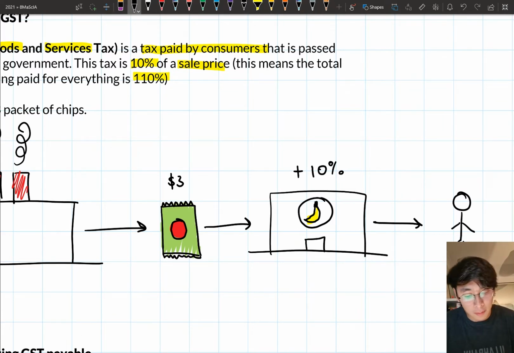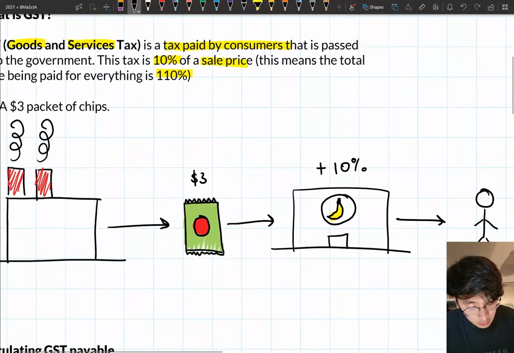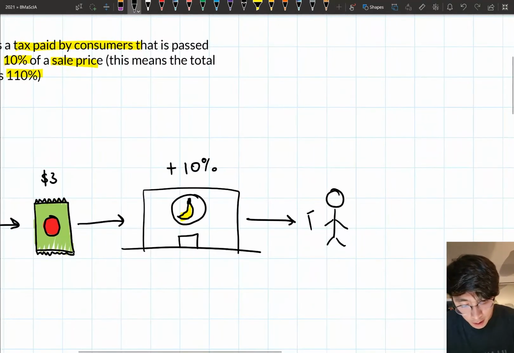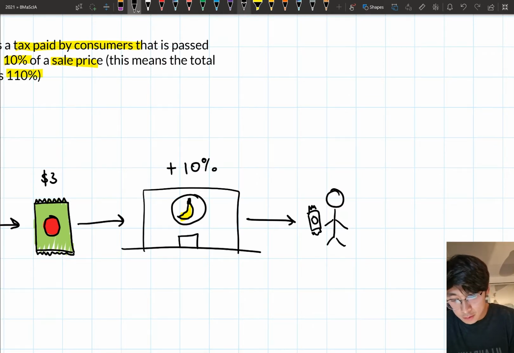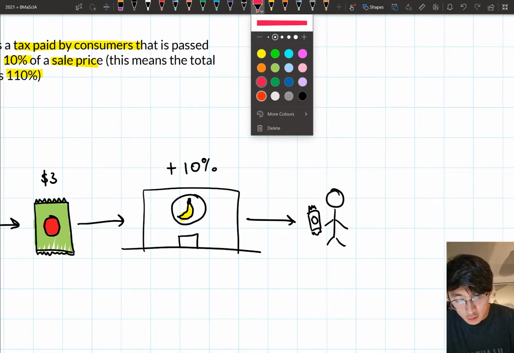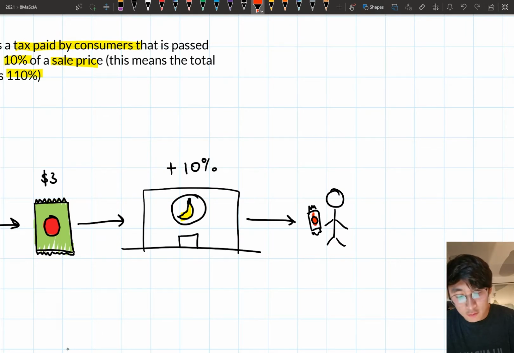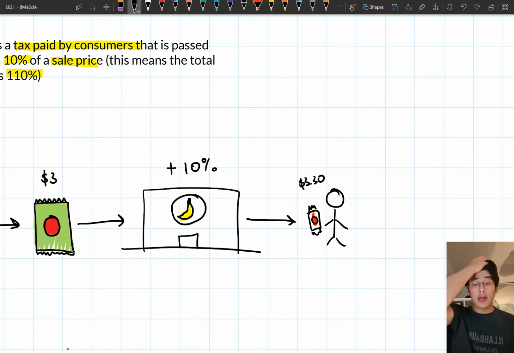So here, when you go pay for this same packet of chips, let me just draw on this packet of chips. When you go pay for your packet of chips here, this packet of chips isn't actually $3, it's $3 plus an additional 10%. So it's actually $3.30. And so that extra 30 cents that you pay goes to the government, and that helps run things and do all sorts of things. So that's what GST is.